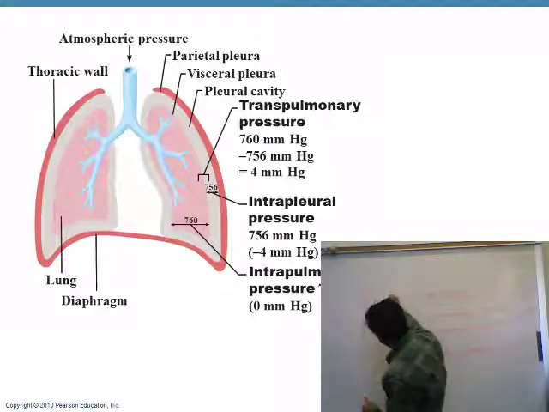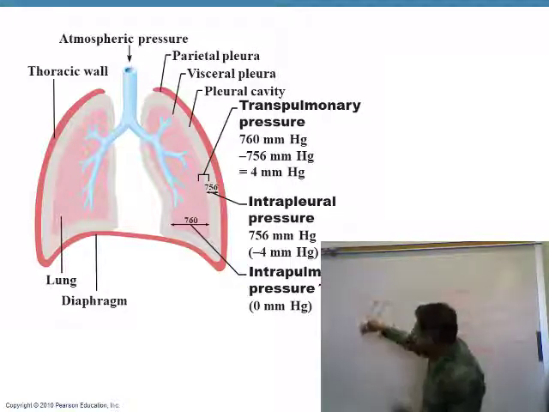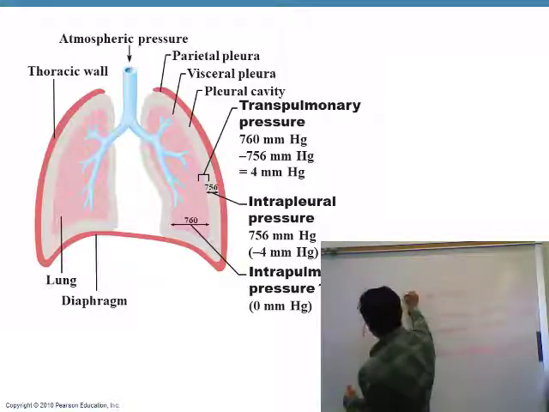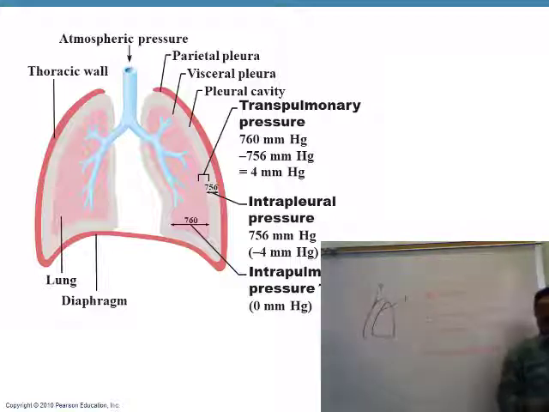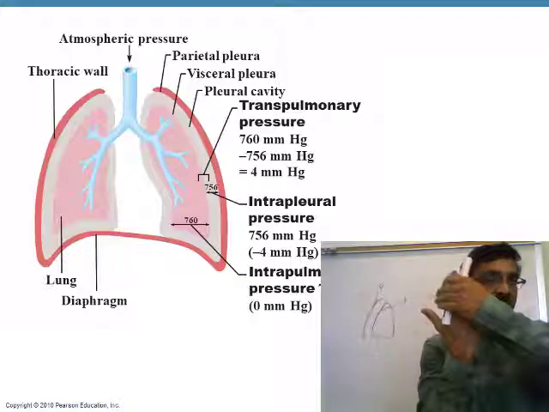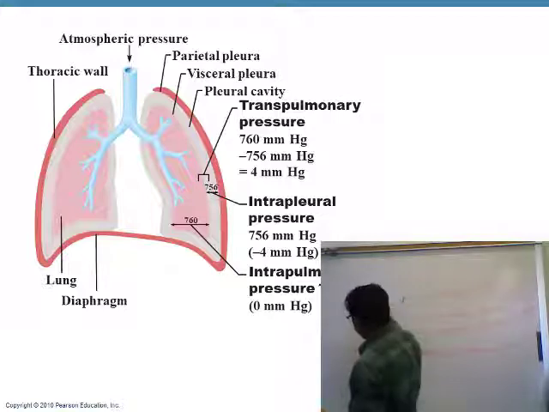So what happens? This is the lung, this is your chest wall. The layer of the pleura that is attached to the lung is the visceral pleura, like this, and then it goes like this, and this is another layer. So this is the visceral, and the one attached to the chest wall is the parietal. Parietal is attached to the chest wall, and visceral is attached to the outer surface of the lung, and the gap between these two is called the pleural cavity.